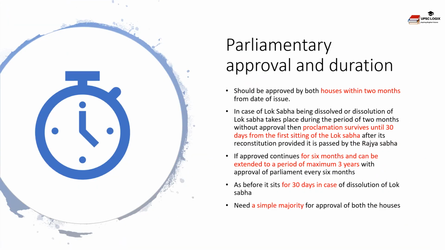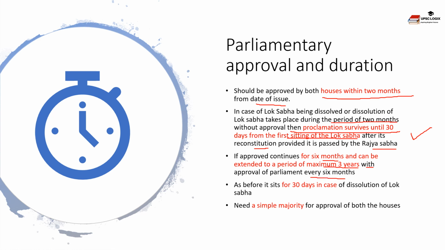Now, just like the national emergency under Article 352, President's rule under Article 356 also requires a parliamentary approval and should be passed by both the houses within a period of 2 months from the date of issue. In case dissolution of Lok Sabha takes place during the period of 2 months without the approval, then the proclamation survives for 30 days from the first sitting of the Lok Sabha after its reconstitution, provided it is passed by the Rajya Sabha. And if it is approved, then it continues for 6 months and can be extended for a maximum period of 3 years with the approval of Parliament every 6 months.